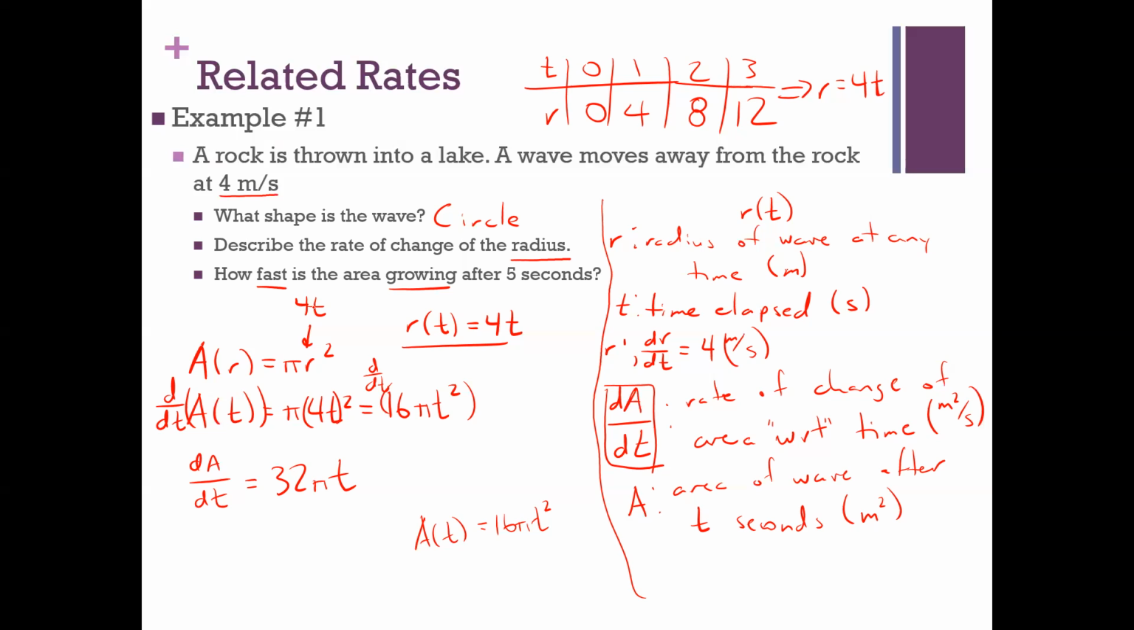Okay, so we have dA/dt equals 32 pi t. That's great for the general case, but I want it for a specific case. What's that specific instant where I care about this? So I'm going to evaluate this at 5 seconds, and I get 32 times pi times 5, which is 160 pi. So I'll just leave it as 160 pi. What's a good unit for this quantity we just found? Meters squared per second.